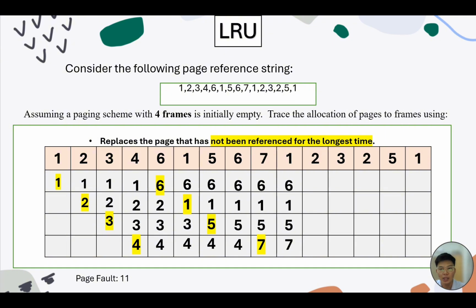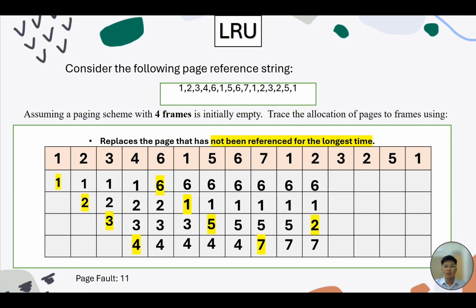Okay, let's move to another page. Page 2 is requested. So now we need to change something. We check back: 1 is the newest, 7 is second, 6 is third, and 5 will be the least recently used. So we let 5 become 2. It will be 6, 1, 2, 7. So let's move on.